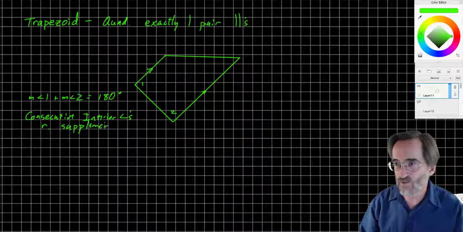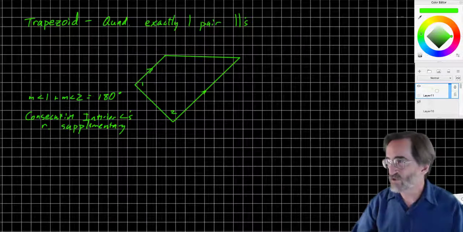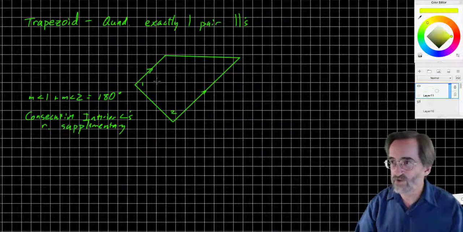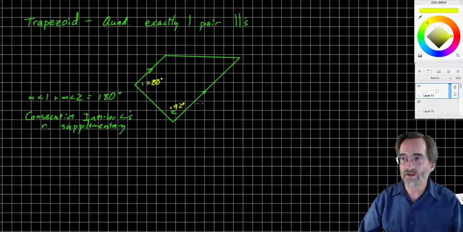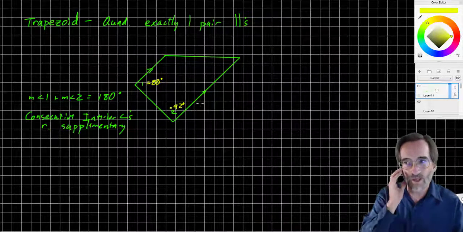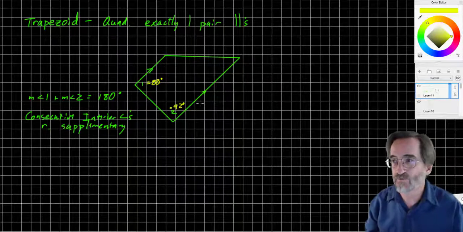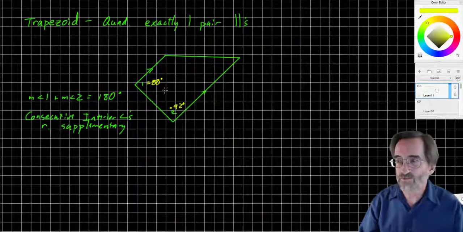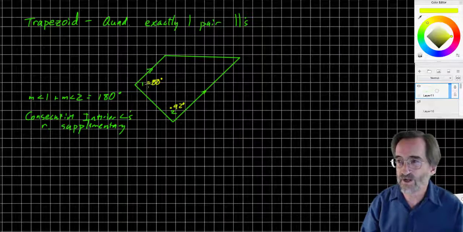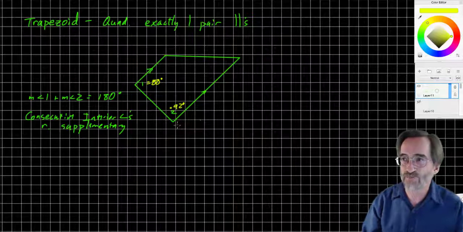They add to 180. So for example, if I were to tell you the measure of angle 1 is 88 degrees, then the measure of angle 2 is going to be 92 degrees because they have to add to 180, right? 180 minus 88 is 92. Okay, so that's one kind of question you might be asked about consecutive interior angles in a trapezoid.